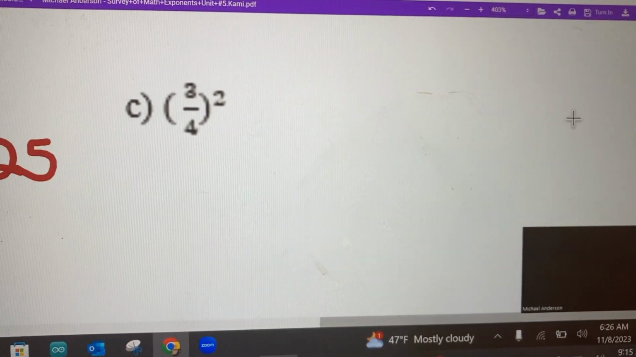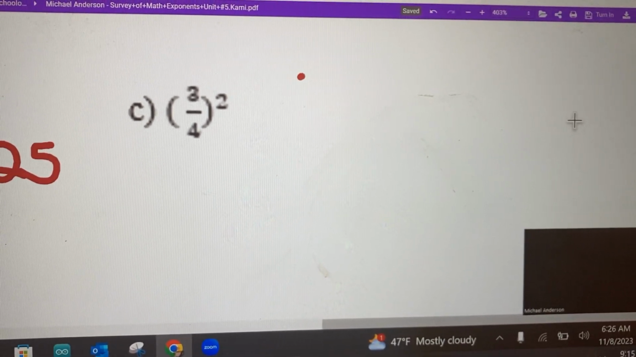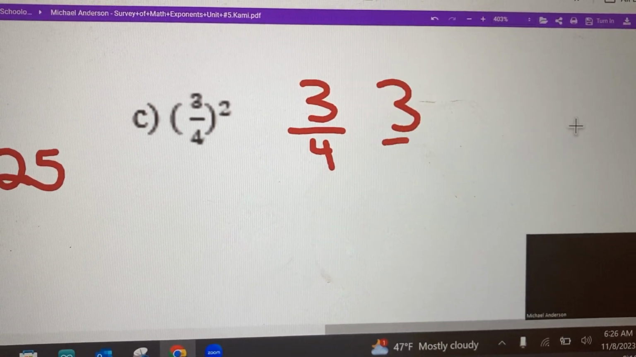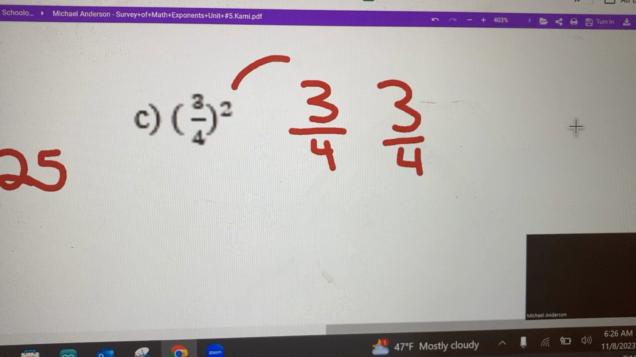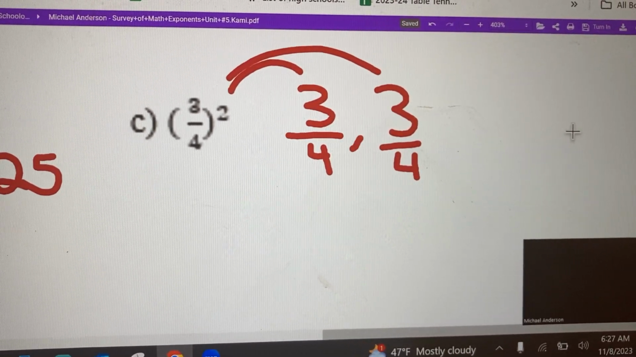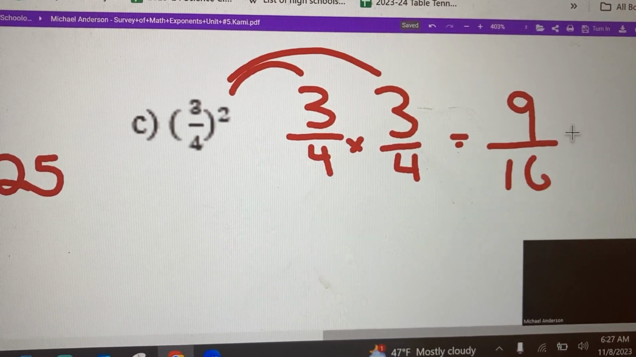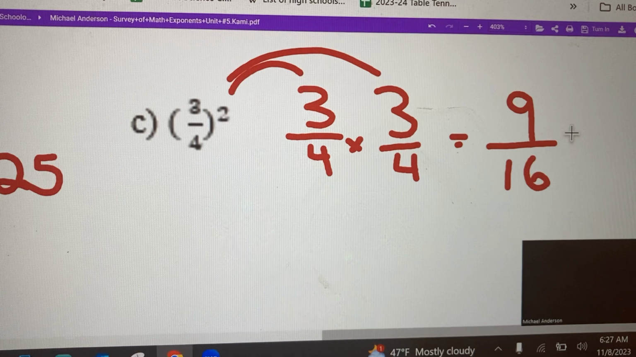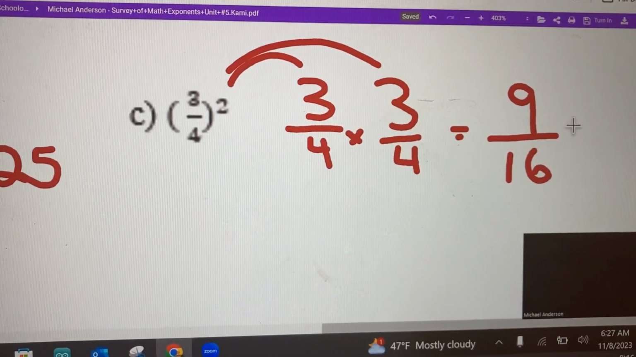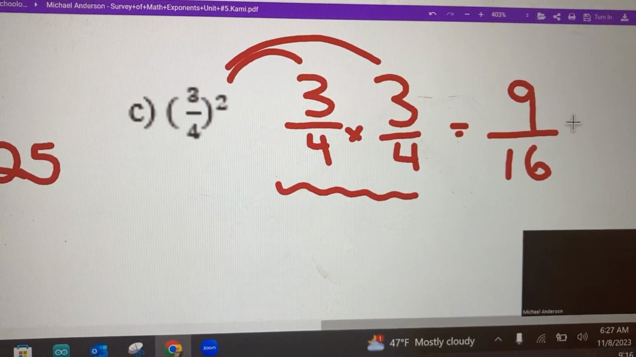Now, how about if we have a fraction? How do we do that? Well, we just write down a fraction, and we have a power of 2, so we're going to make it 2 times. And when you multiply fractions, you multiply the tops, and you multiply the bottoms. And then you simplify if you can, and we can't here. But notice I could have done a shortcut. I didn't have to do this little bit here.